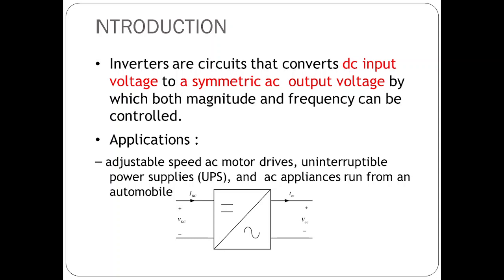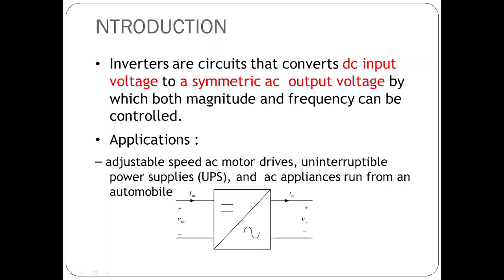Any AC appliances run from an automobile also have an inverter incorporated. Now if you see this diagram, you can observe that VDC is the DC voltage here.